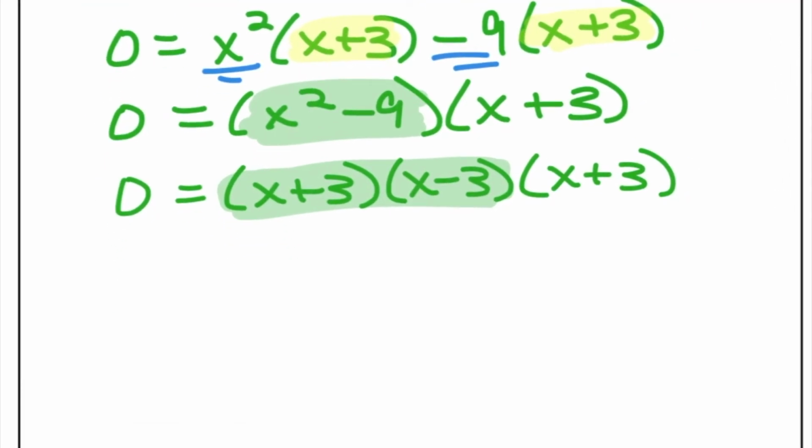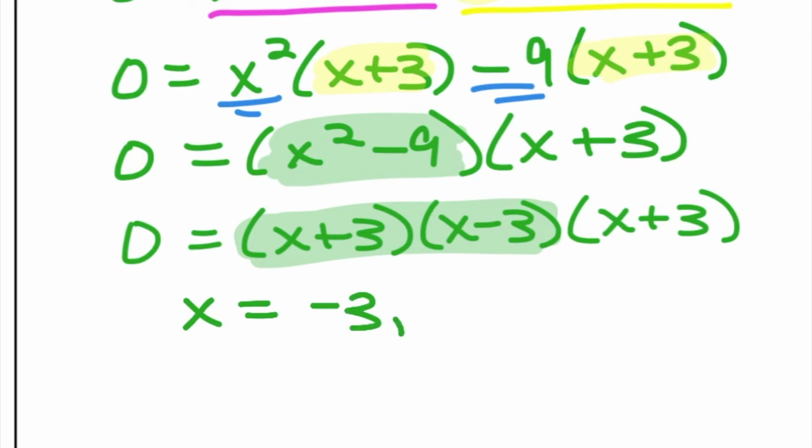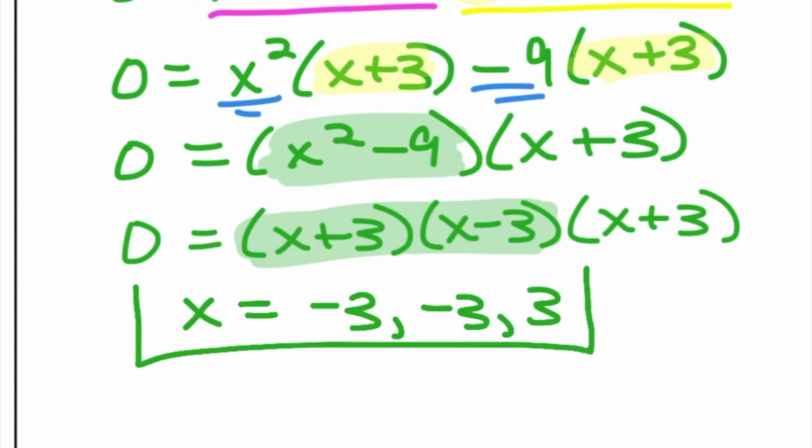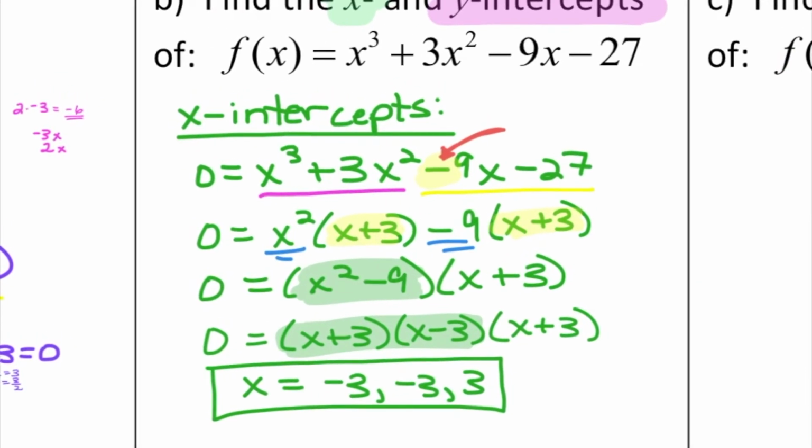And so your zeros, or your x-intercepts here, are going to be x equals negative 3 and positive 3. And I would like you to list the negative 3's separately. You need to indicate that there are 3 zeros here, or 3 x-intercepts here. Even though on the graph the negative 3 would look like one x-intercept, I want you to write it twice, because it's a double root.